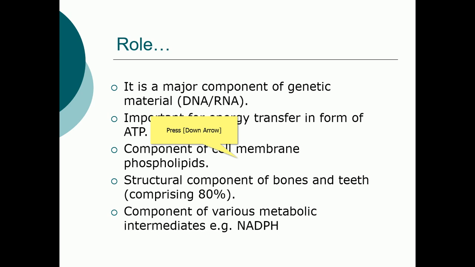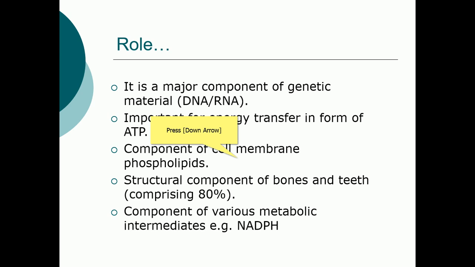So what are these biological roles? We know that it is a component of genetic material in RNA and DNA, and it's also a component of the energy molecule ATP, of the phospholipids of cell membranes, and a structural component comprising up to 80% of bones and teeth, and some other metabolic intermediates like NADP, just to mention a few. So just imagine a life without phosphorus, and how these molecules could not be produced. It would have been catastrophic. In fact, life may not exist. So the cycles must keep going for the continued existence of living things on the earth.